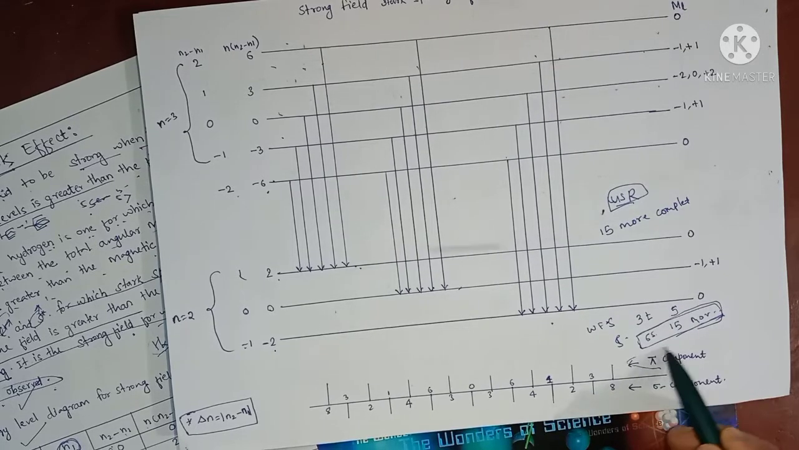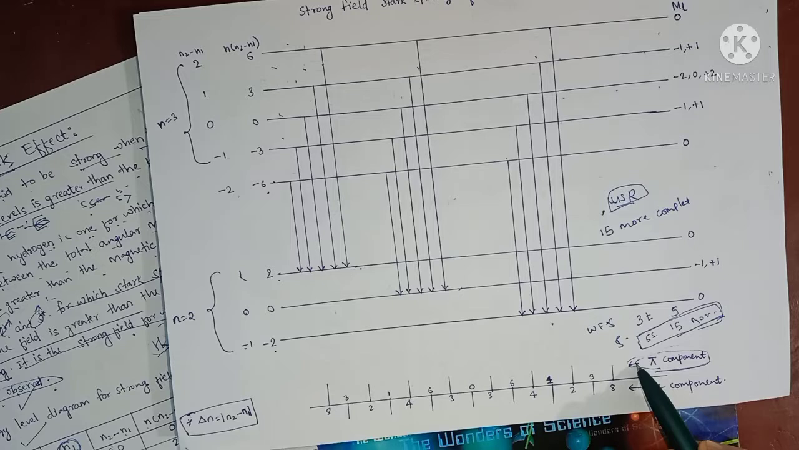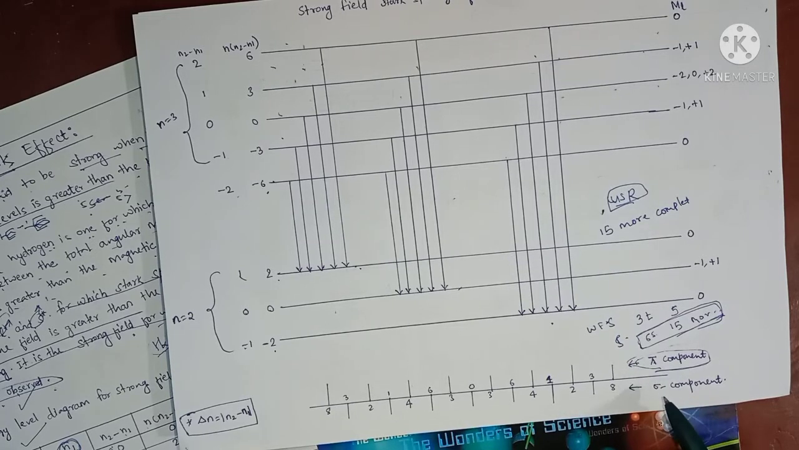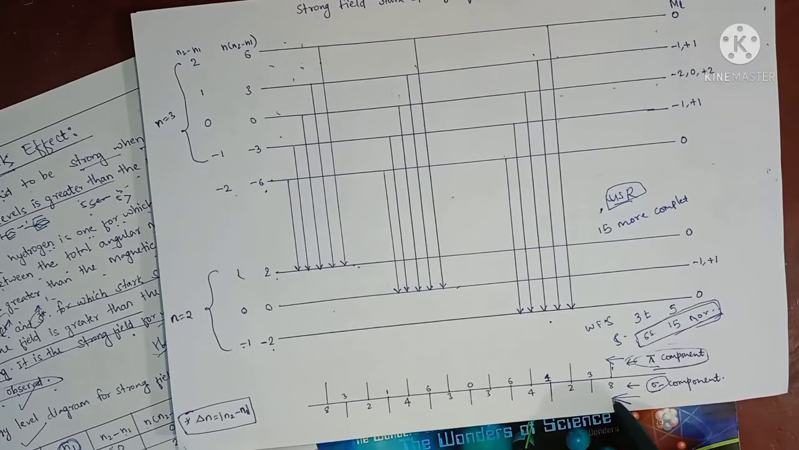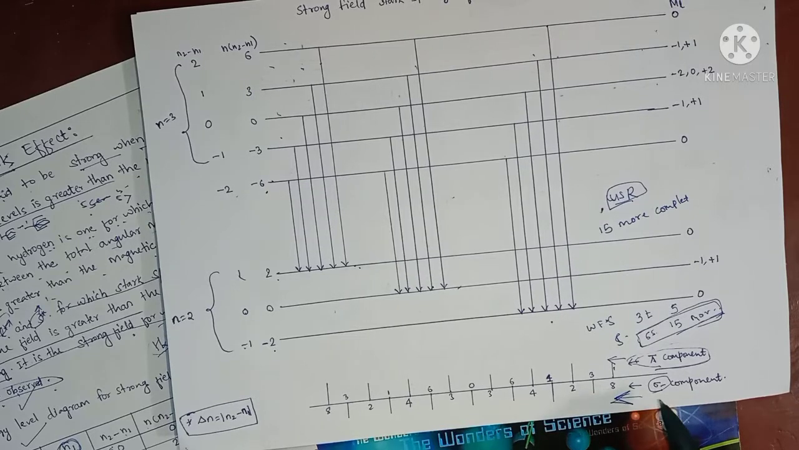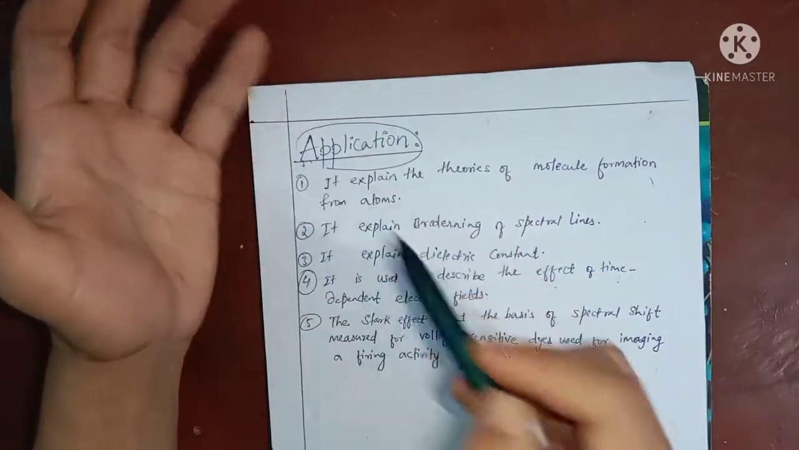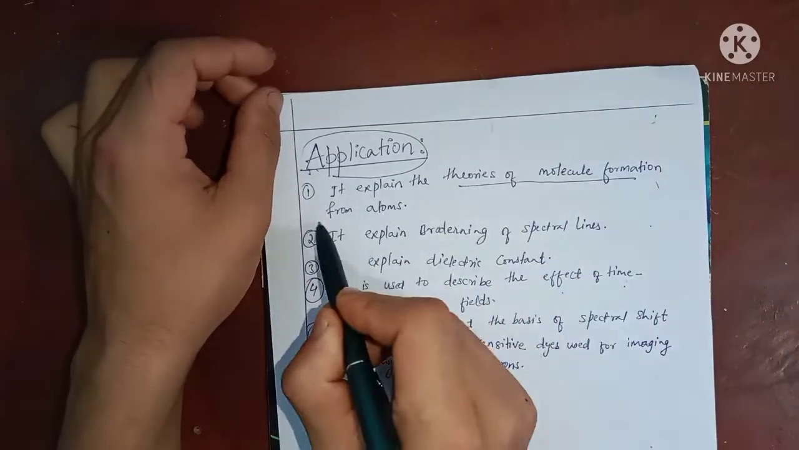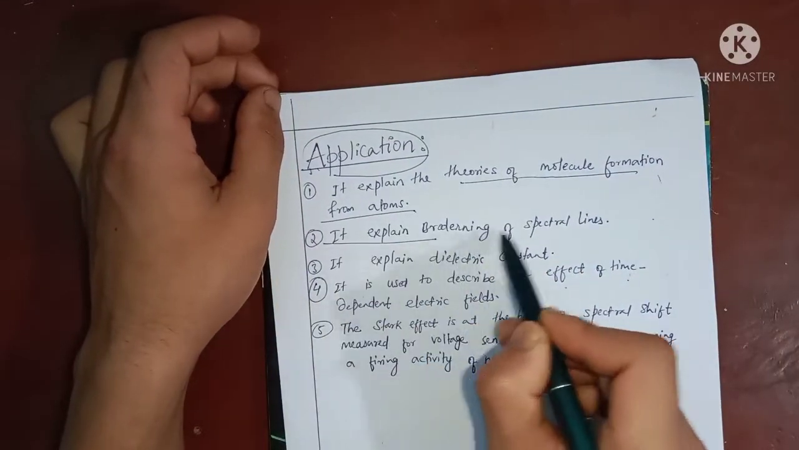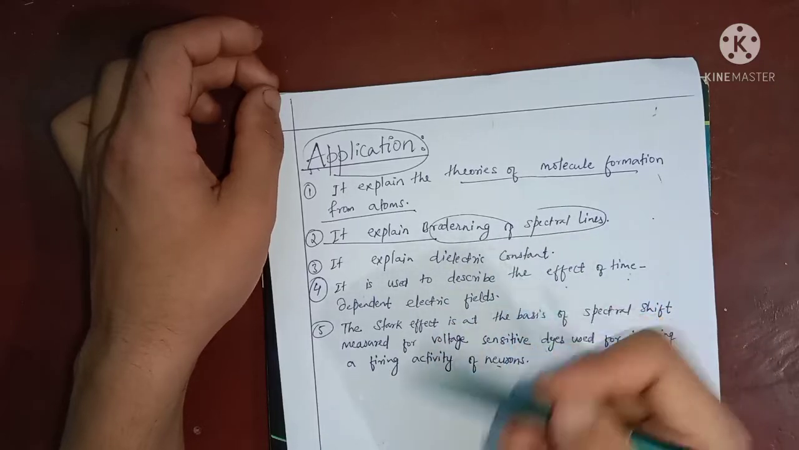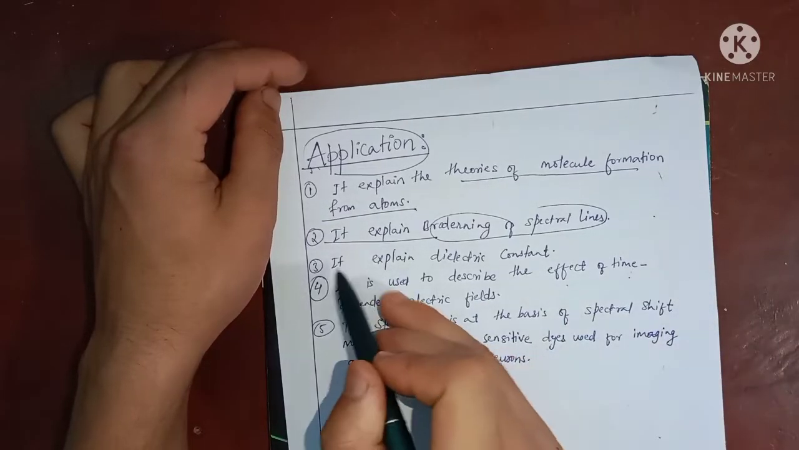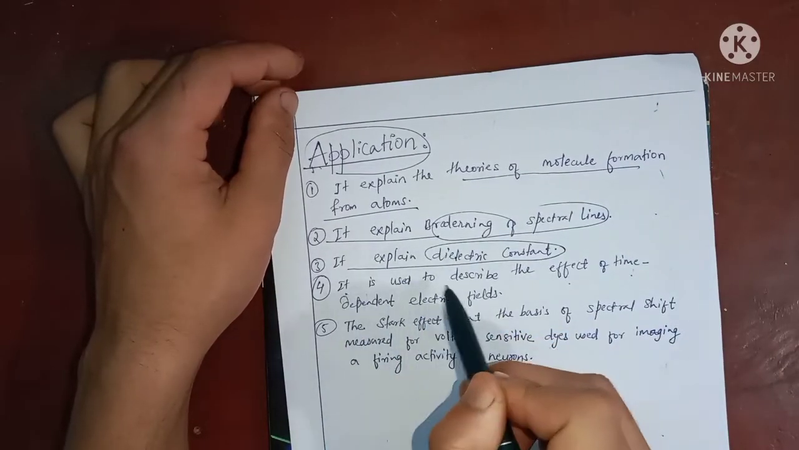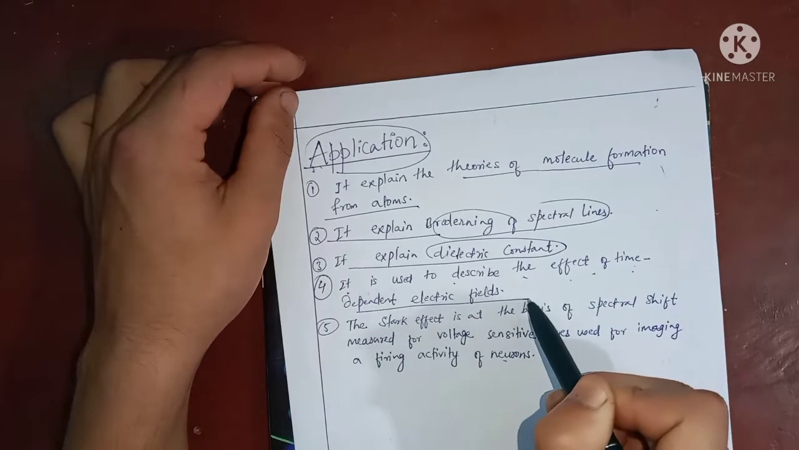We know that there are two components. The first one is the pi component and the second one is the sigma component. The upper lines are considered as the pi component and the lower lines as the sigma component. Applications of the Stark effect: it explains the theory of molecular formation of atoms. It also explains the broadening of the spectral line, that means it increases the thickness of the spectral line. It also explains the dielectric constant. It is also used to describe the effect of a time dependent electric field.